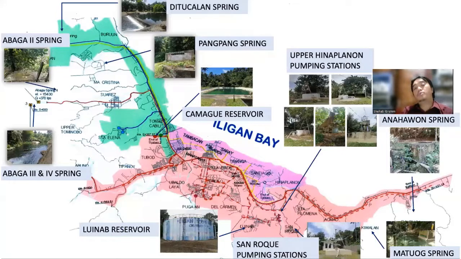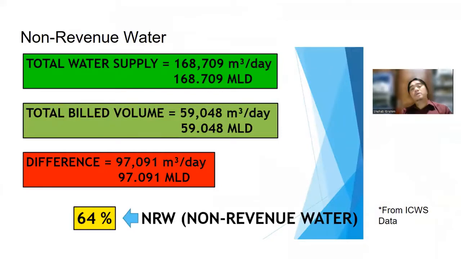Now, again, this data was provided to us by the ICWS. This shows the routes of the water tubes and the location of the pumping stations. Since there is no exact location provided to us, it's just a figure, we estimated this, and we got the latitude and longitude of every pumping station by estimating its location based on this figure.